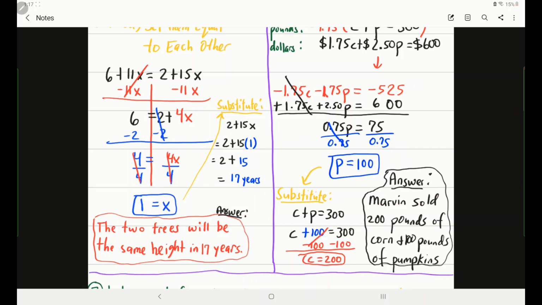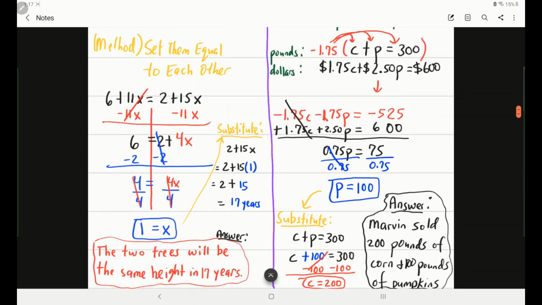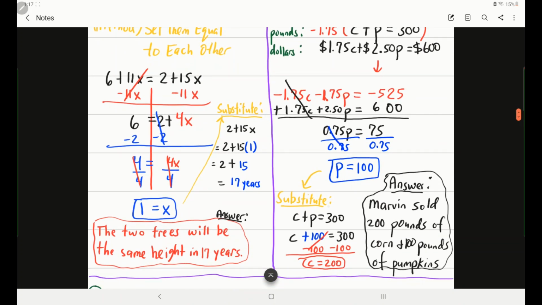And then last step, substitute to figure out how many pounds of corn. Again, you can use the top or bottom equation. I chose the top, the C plus P equals 300. When I got my answer, I got 200 pounds of corn.